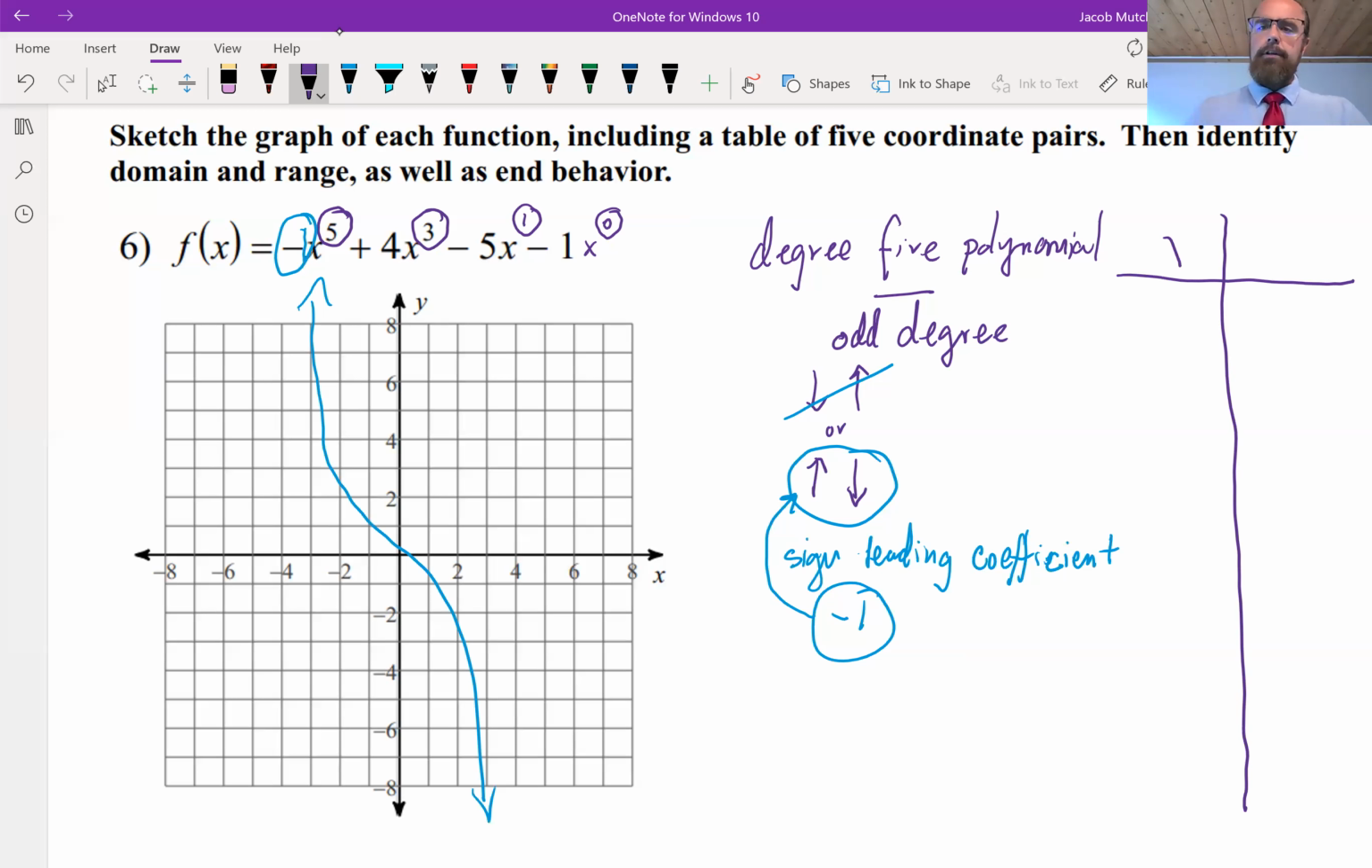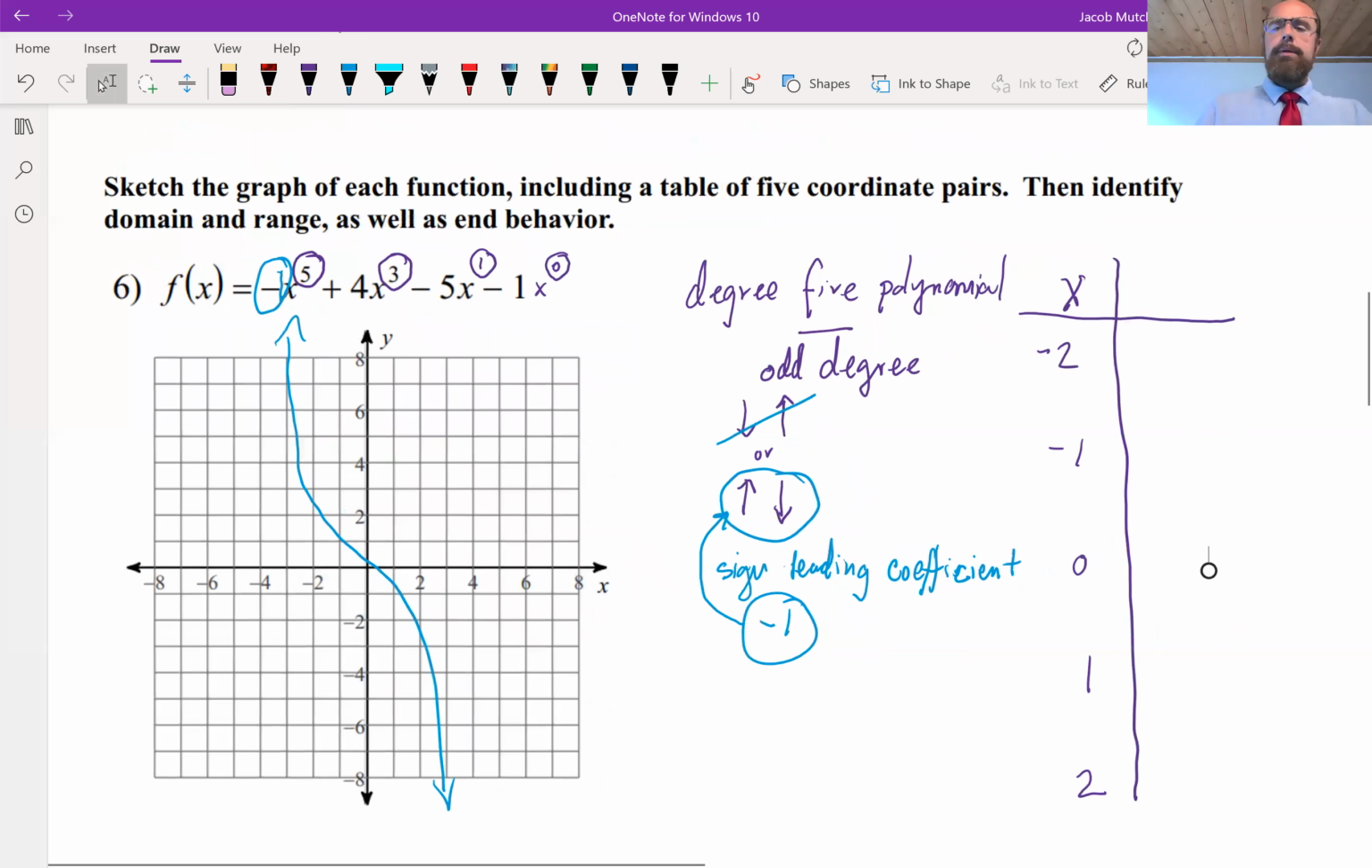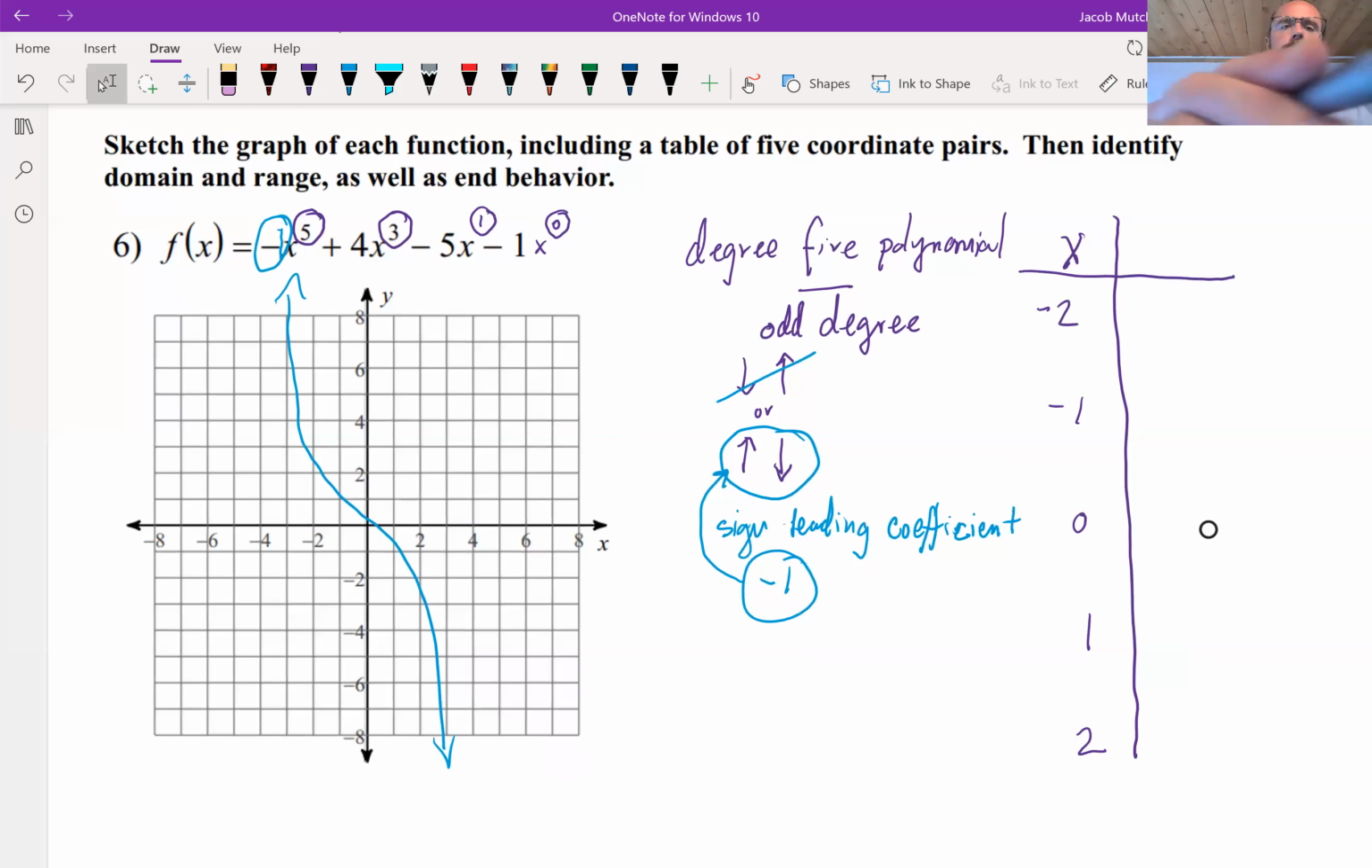So left column x, and let's put -2, -1, 0, 1, and 2. I'm leaving that open for adjustments. So remember, the x values we choose, and we calculate our y values based on what we've chosen. So I'm going to put f of x for the calculation equals -1 x to the power of 5 plus 4x cubed minus 5x minus 1. I'm just putting that function there. So we'll need to populate that y column.